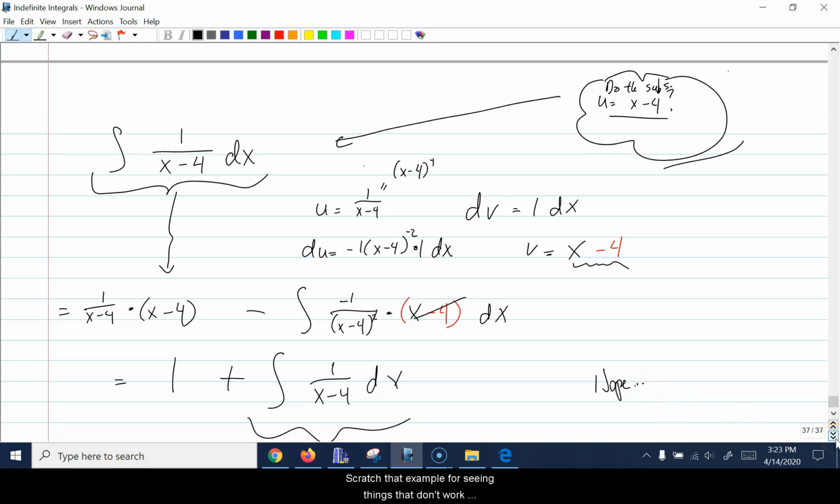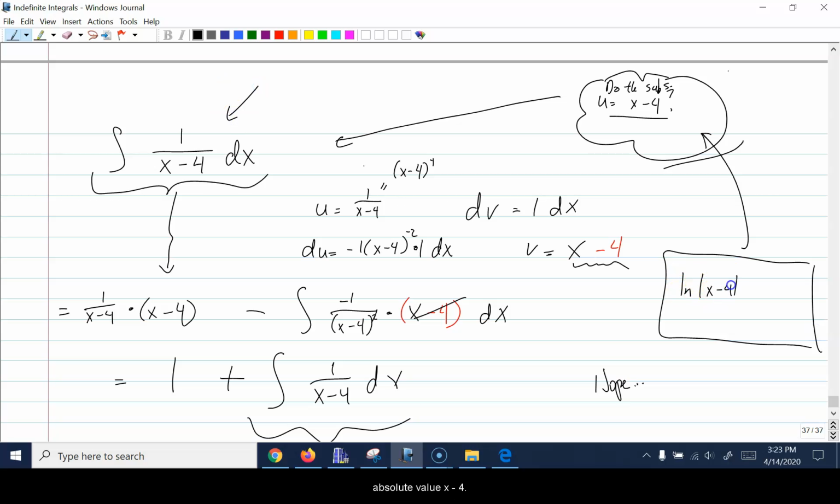Scratch that example. Do I delete this video? Nah, this is part of integrating, seeing things that don't work and trying something else. What should I do instead? Try the substitution, u equals x minus 4. This is the baby kind of substitution that it's fair game to do in your head. The integral of 1 over x minus 4 is just natural log absolute value x minus 4. You can write out that substitution if you don't feel comfortable doing the baby type substitutions in your head.